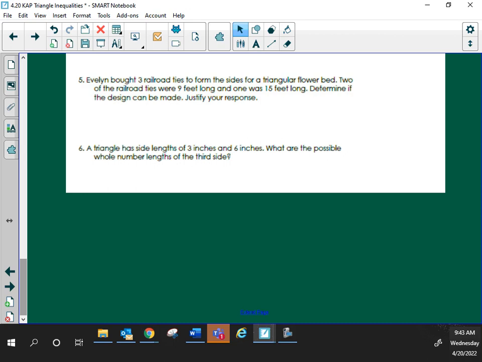Okay, this goes back to that triangle inequality where it says that any 2 sides needs to be greater than the third. So let's say that 3 and 6 are my 2 shortest sides. 3 plus 6 needs to be greater than that third side. So what are the possible lengths? 3 and 6 gives me 9. What numbers would suit that?